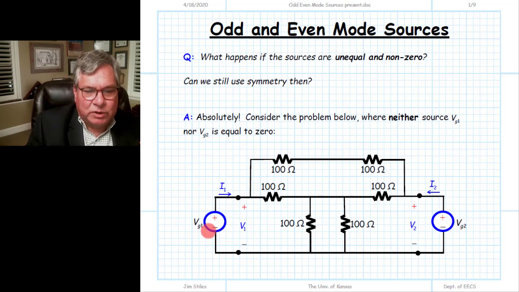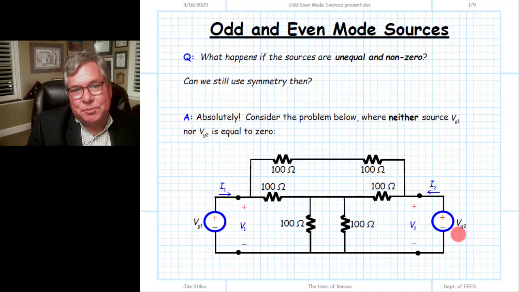What if we have an ideal voltage source on one side and a dissimilar ideal voltage source on the other? In this case, VG1 and VG2 are not at all related to each other. They don't have the same magnitude. They are not in phase or 180 degrees out of phase. Neither one is equal to zero. Can we still use the concept of odd-even mode analysis to analyze this circuit, this two-port device, where the device itself has a plane of bilateral symmetry, but that symmetry has been destroyed by connecting two dissimilar sources to each of these two ports?